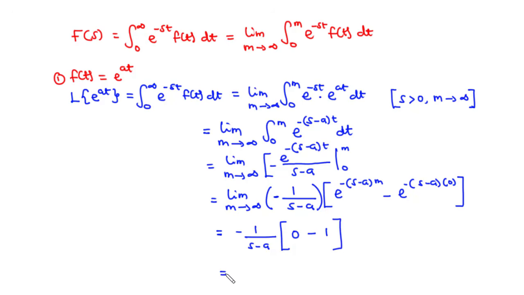Now let's multiply the two values. The negative becomes positive, and we have 1 over (s minus a), where s is greater than a. Therefore, the Laplace transform of the function e to the power at is equal to 1 over (s minus a), where s is greater than a. So this is the Laplace transform of the exponential function e to the power at, and this is how to derive that. Now let's look at the second function.